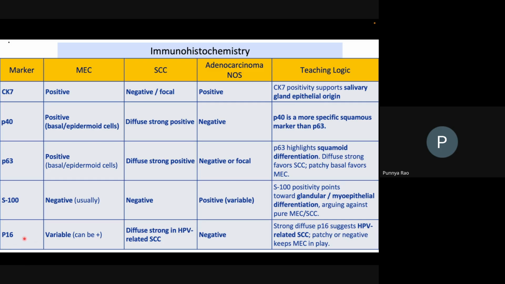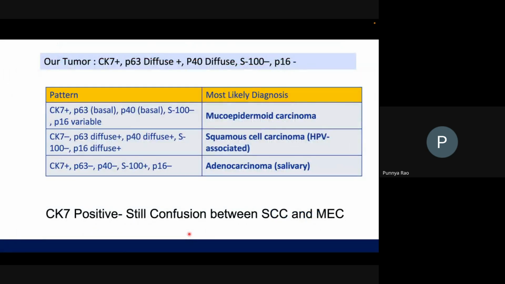P16 was done because it was predominantly a non-keratinizing malignancy with no evidence of any keratin anywhere, and HPV-associated tumors are usually non-keratinized. So P16 was negative for us. Here we were just thinking of HPV-related SCC. So our tumor was CK7 positive, P63 and P40 diffuse, S100 negative, P16 negative.